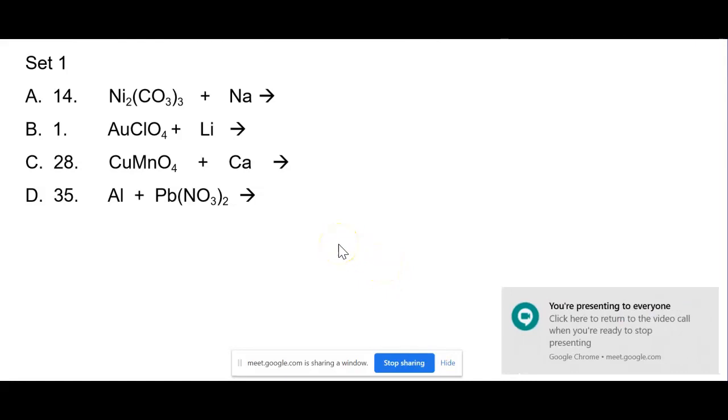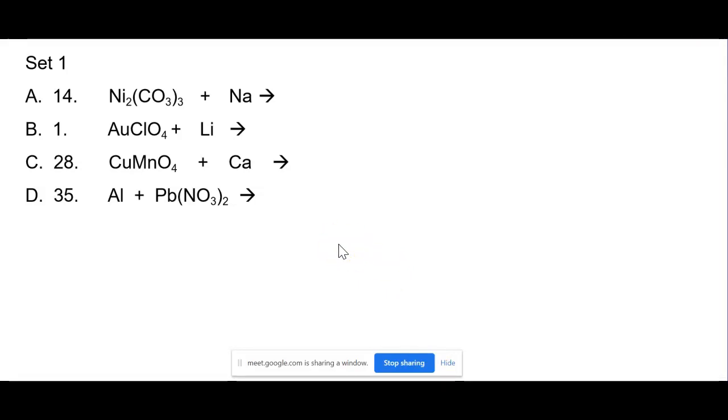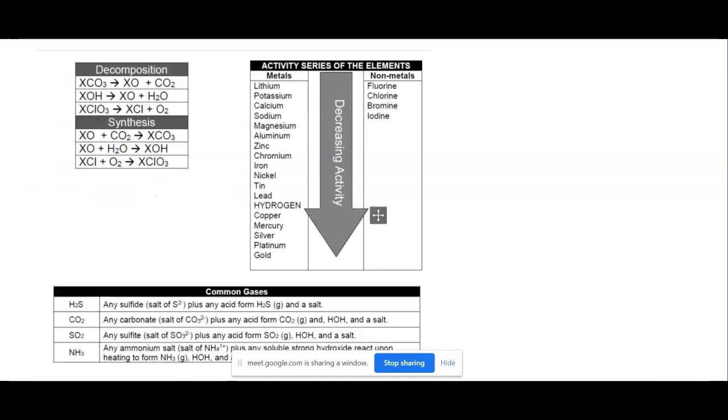Okay. So, what I need you to have out is your periodic table. Do you have that? And then do you have the sheet? You'll have to bear with me because I'm trying to do this remotely, so it's kind of funny. Do you have that sheet out?